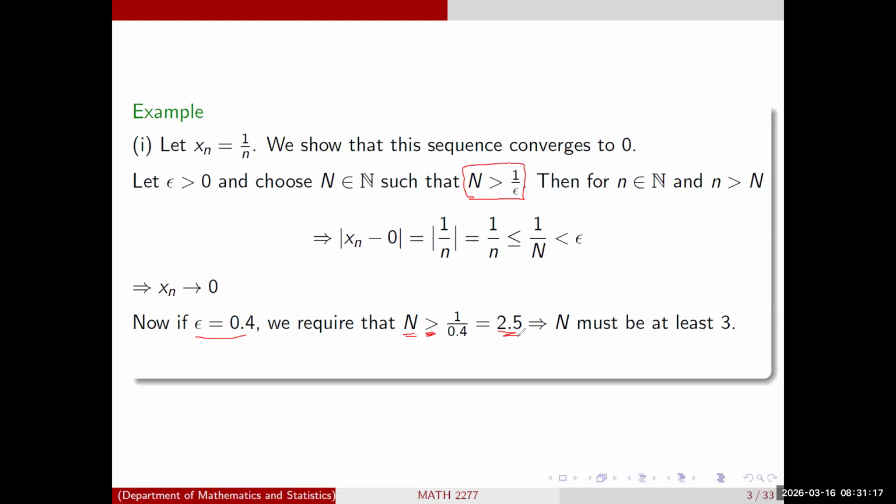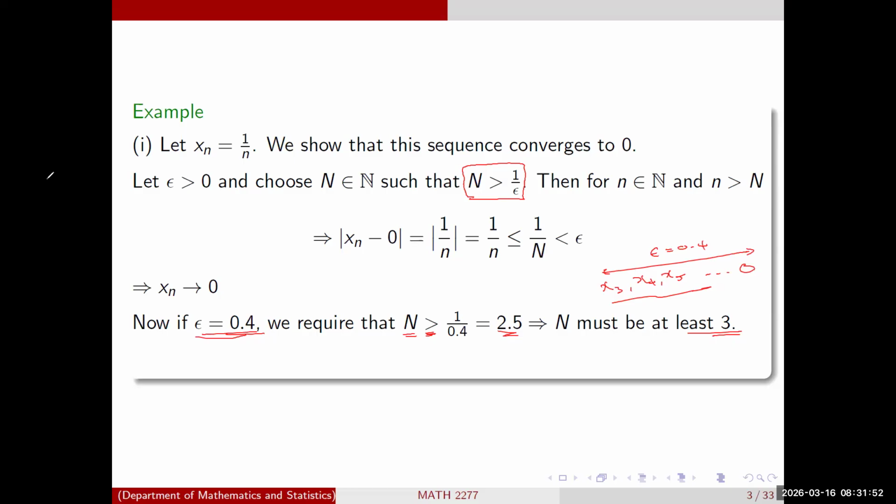Now remember, big N is a natural number. So what is the next natural number up from 2.5? Well, it's 3. In other words, if I take x3, x4, x5, so if I take from x3 and go up, then the distance between these terms and 0 will be within epsilon, equal in this case to 0.4.